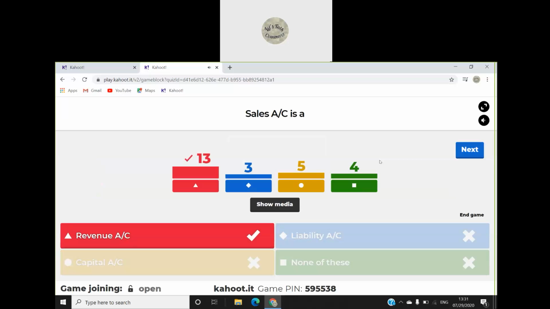Okay, so I have got some incorrect answers also. That's surprising. Sales are always our revenue. Sales cannot be a liability. Sales cannot be capital. So sales are our revenue. Sales are income, right? Looking at the scoreboard.